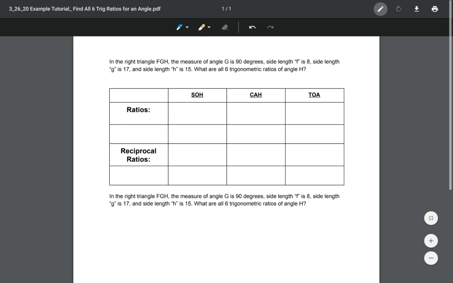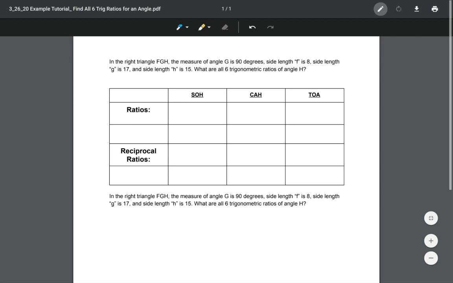All right, so for today's example, we have a problem that states in the right triangle FGH, the measure of angle G is 90 degrees, the side length F is 8, side length G is 17, and side length H is 15. And then it's asking what are all 6 trigonometric ratios of angle H? Okay, so we know we're going to have a triangle and we know all 3 lengths, but we need to find all 6 trigonometric ratios.